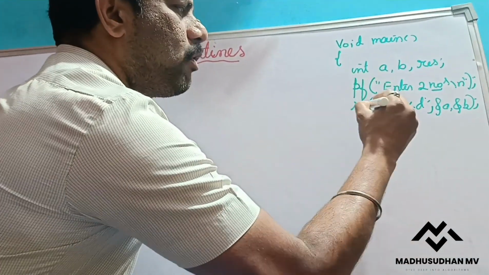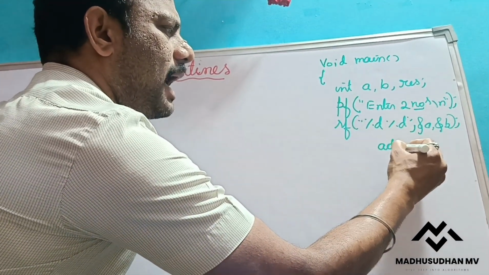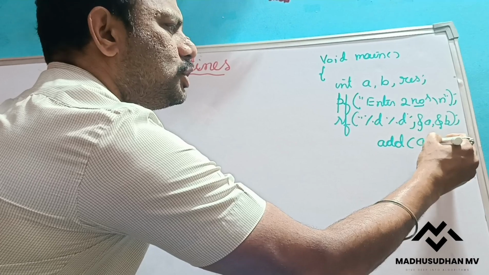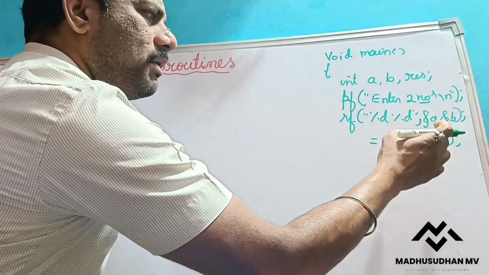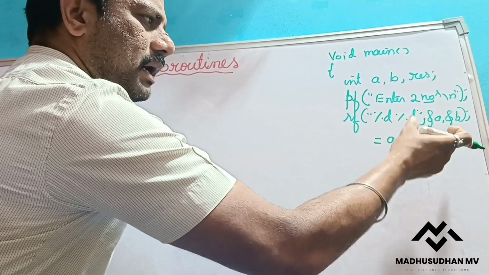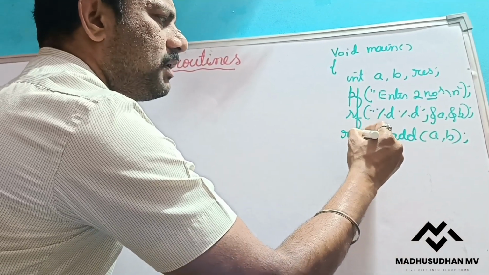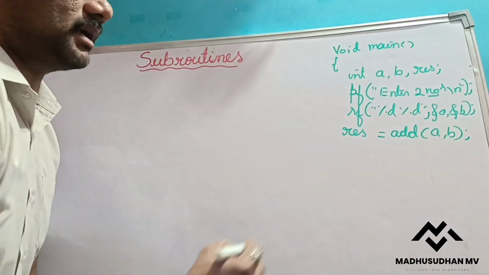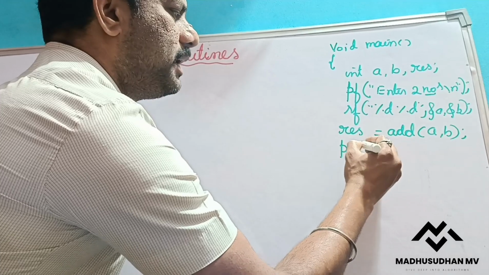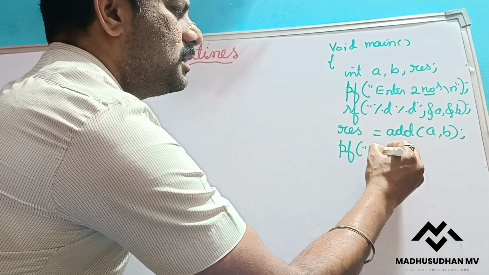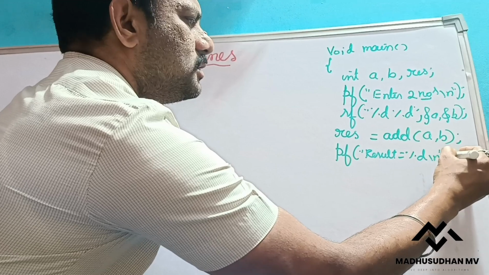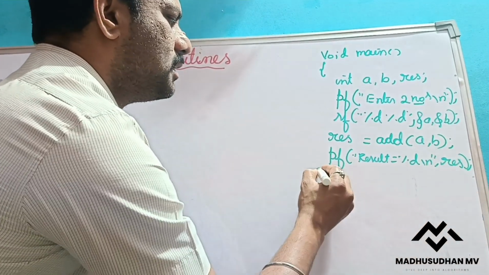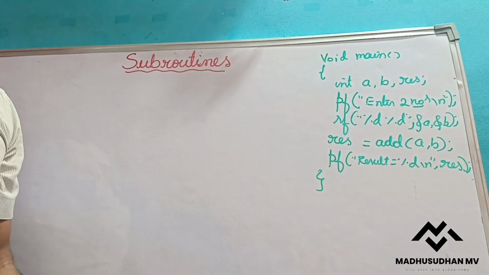Now what I am doing, I am calling one function called add and passing these two as parameters. Whatever it returns, I am receiving in one variable called res, the result. Then I am printing that result is equal to percentage d, res. This is my main function.